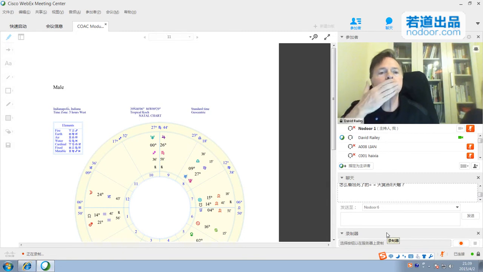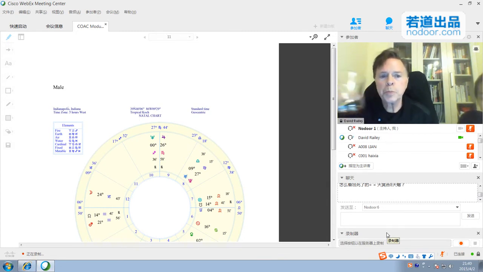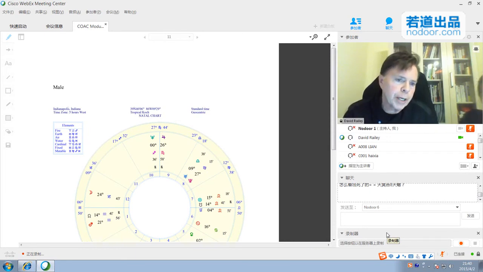He's particularly good at doing workshops for upper management and executives. Look at this moon in Capricorn in the 12th house.